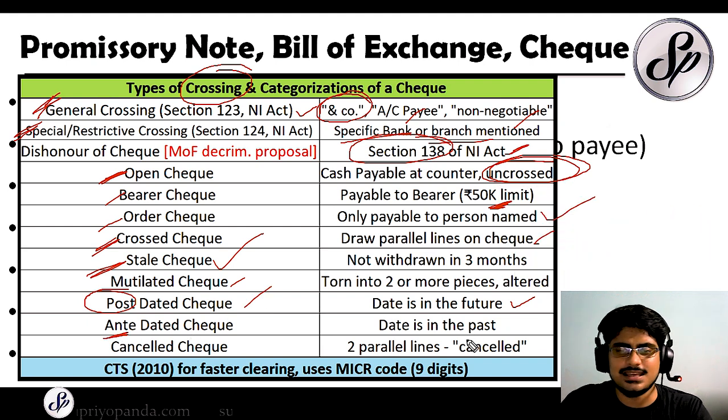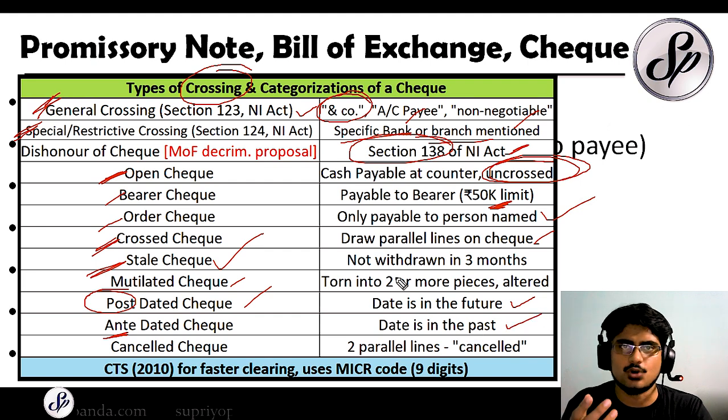Then you have the antedated check. This is the same thing, just the opposite. The date is in the past. So if on 1st October you are actually writing that it is for say September 29, 2020, then it is an antedated check.